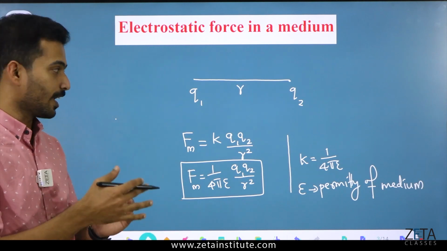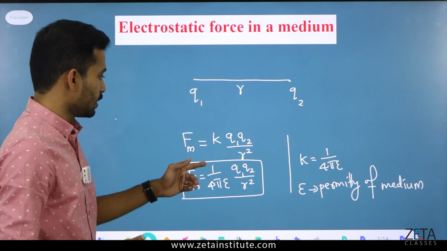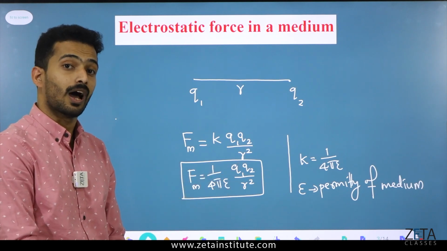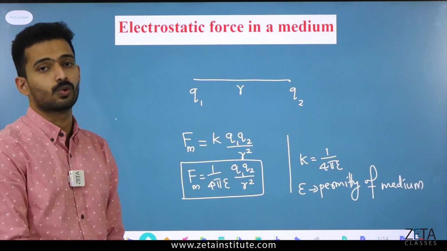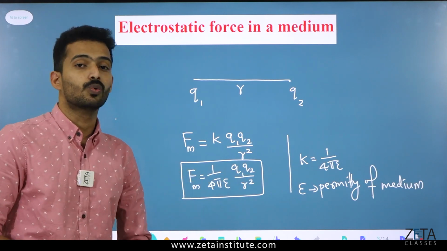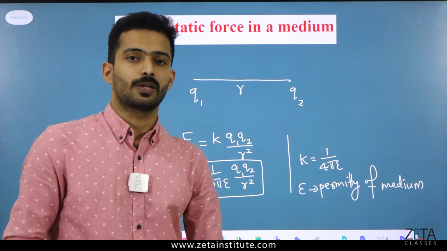When we place it in air, it will become 1 by 4 pi epsilon 0 Q1 Q2 by r square. When we place it in a medium, it will become 1 by 4 pi epsilon Q1 Q2 divided by r square.